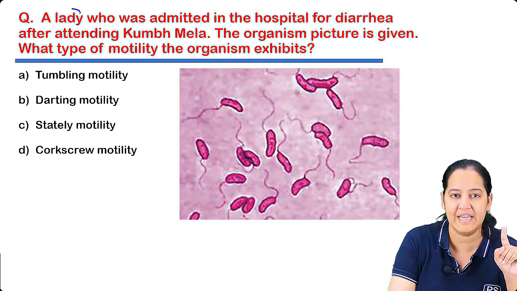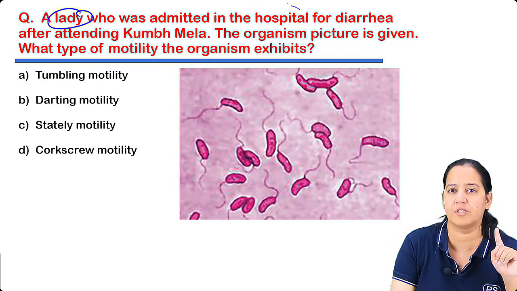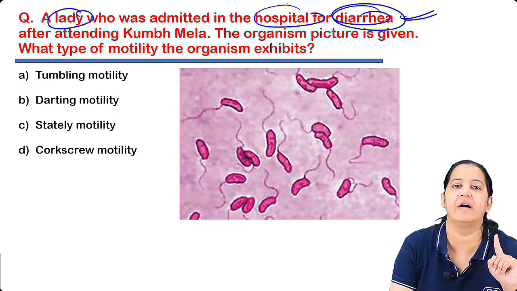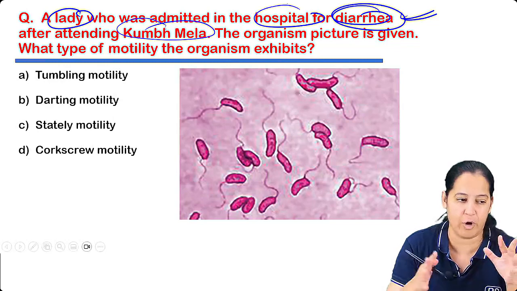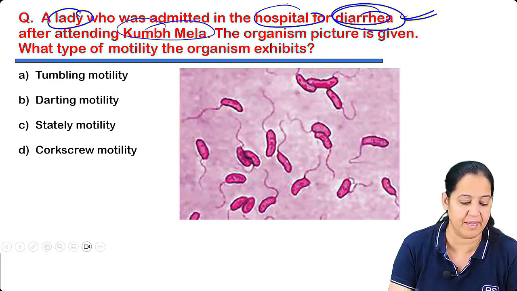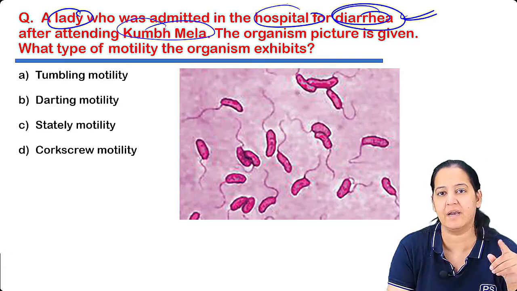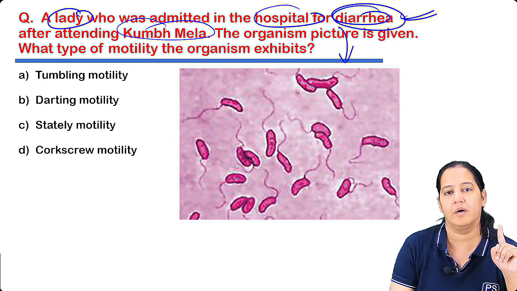So there is a lady coming to the hospital with diarrhea. So first clue given to me is diarrhea. There is a lady having diarrhea. She is attending Kumbh Mela. I mean overcrowded place. Kumbh Mela का relevance है कि she is coming from the overcrowded place. Maybe some contaminated thing she has eaten. है ना? Now the organism is shown in the image.